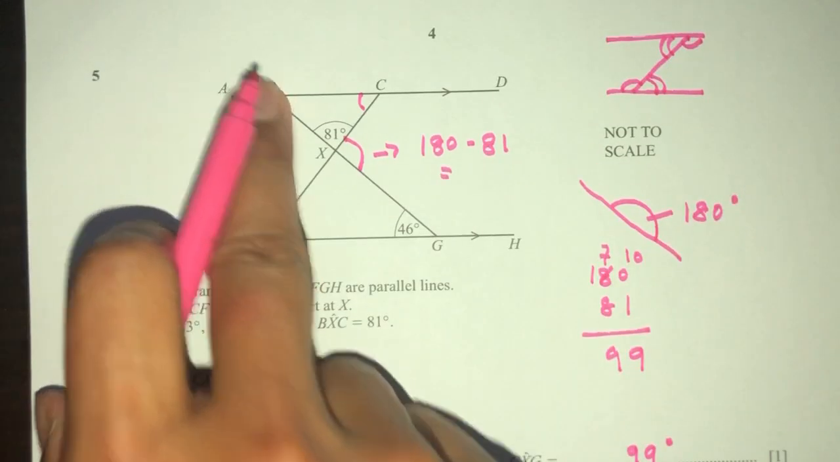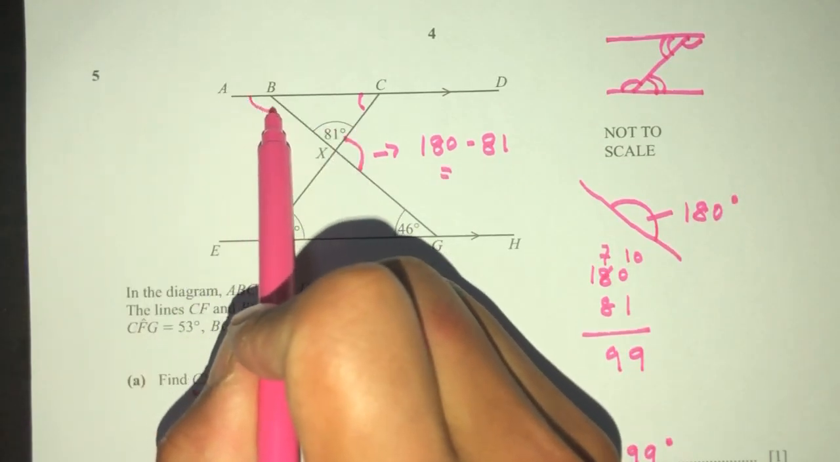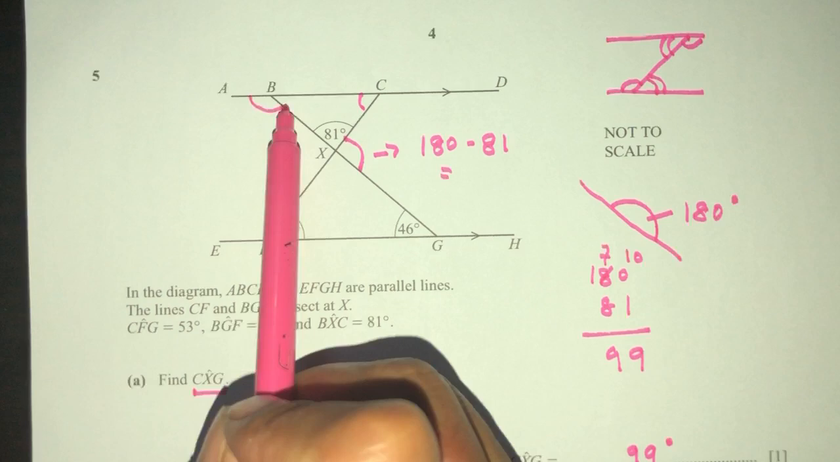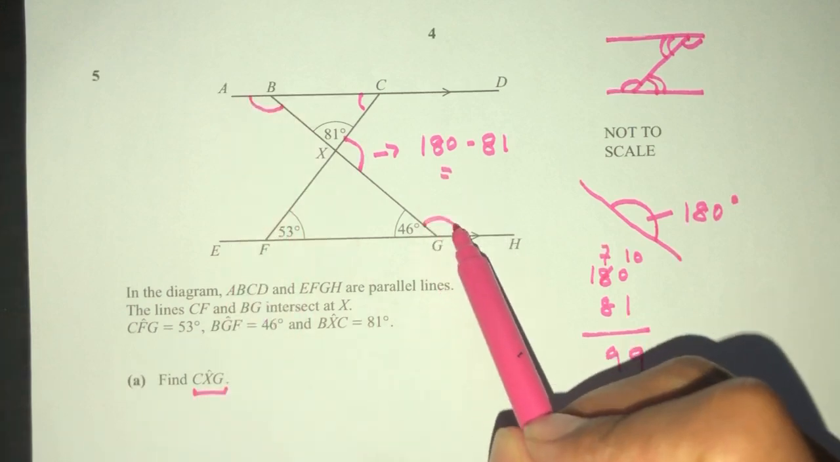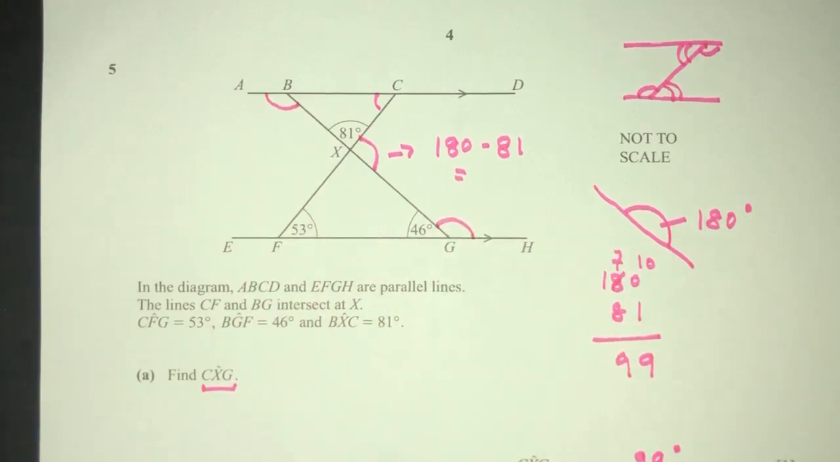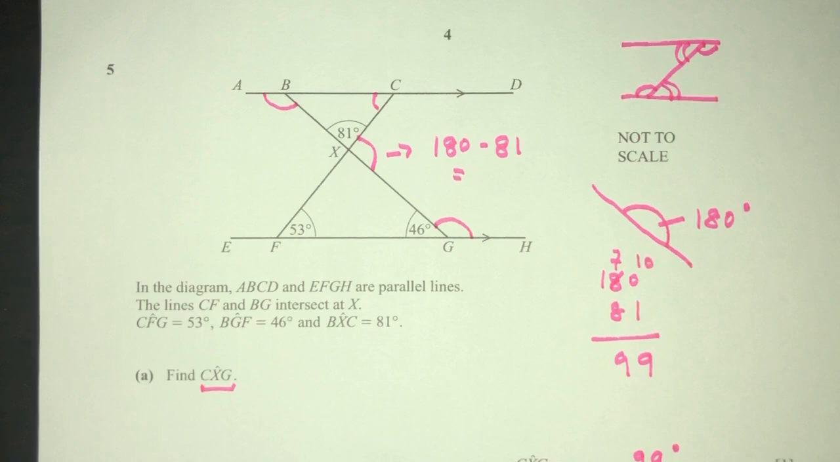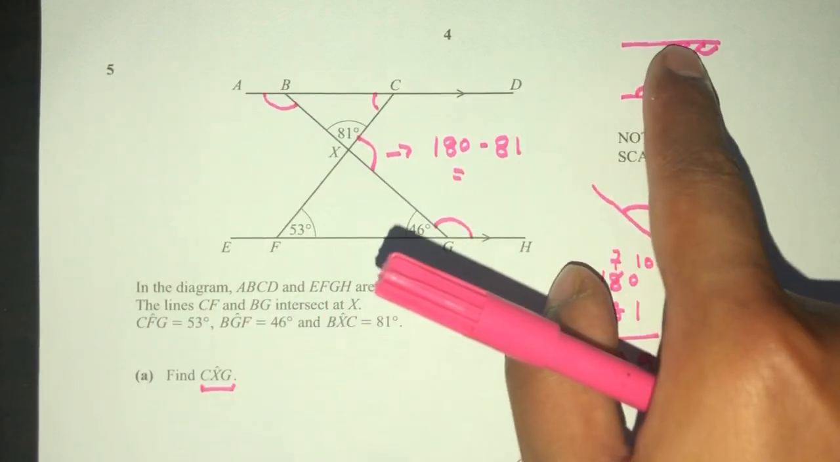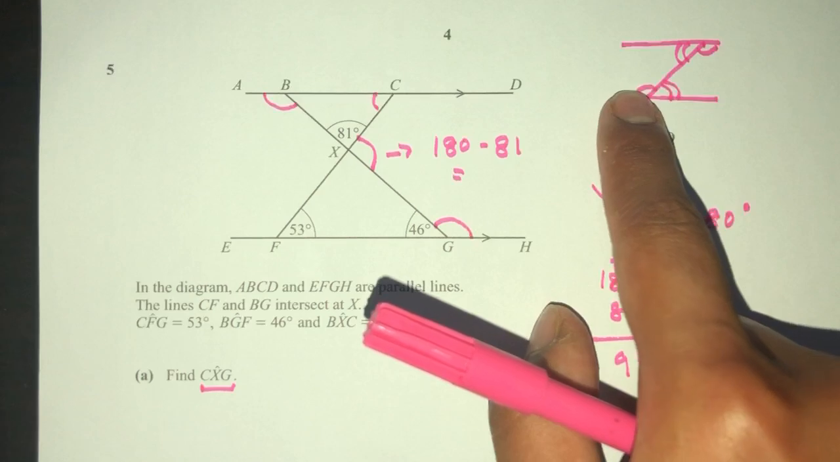Now for part C, we have to find ABX. So it will be this one. How can you find this angle? Pretty easy as well. This angle will be the value of this angle. And why is that? Again, it is because of alternate angles, because we can see these lines are parallel. As you can see here, this and this have to be the same.